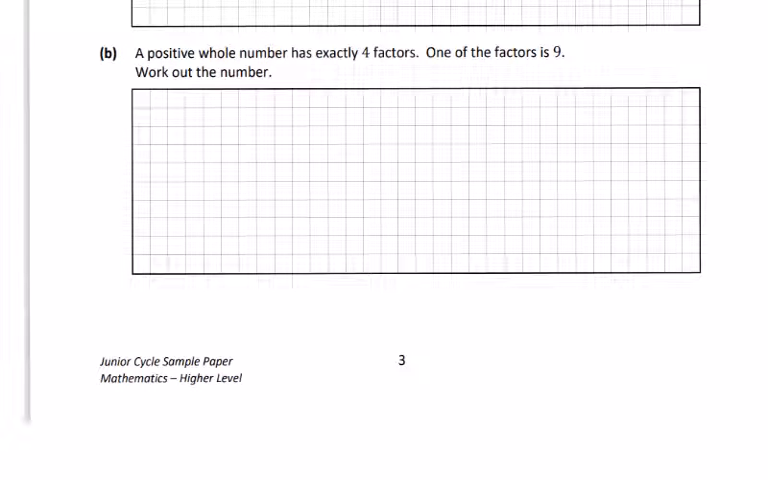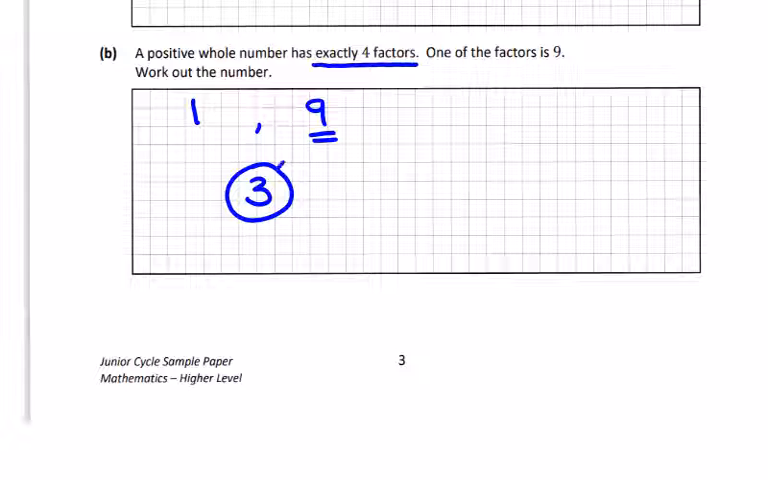So question B, a positive whole number, 4 factors and one of them is 9. Well, if one of the factors is 9, write that down. It has exactly 4 factors. One of the other ones has to be 1. 1 is a factor of every number, and if 9 is a factor, every number that 9 is a factor of, 3 would have to be a factor of, because 3 divides into 9.